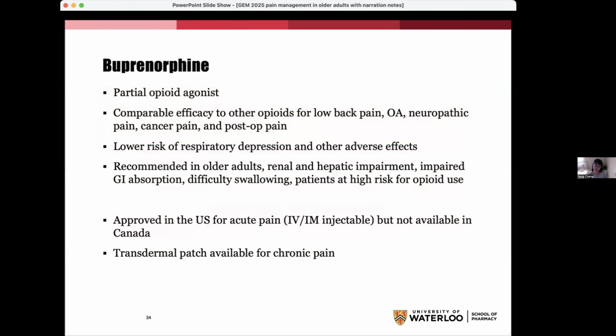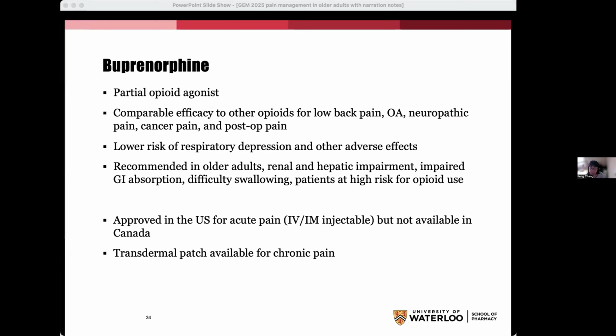A few quick notes about other agents that you might have seen. Buprenorphine is one of those where there's increasingly a lot of evidence. In Canada, buprenorphine is available for chronic pain. It's also used for opioid use disorder, but in terms of pain, it's just approved for chronic pain. But it is approved in the US for acute pain as well because it's available as an IV/IM injection.